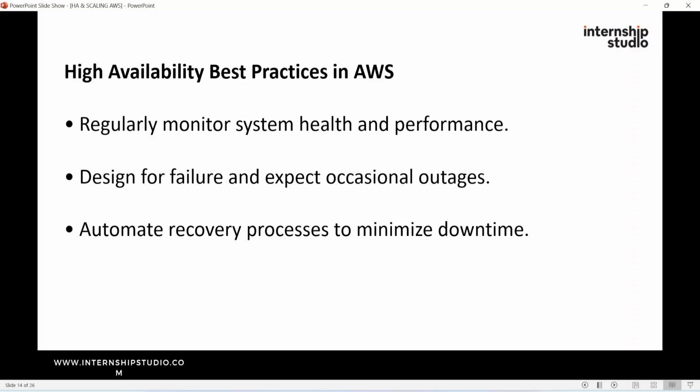You should design the systems for failure, because you never know what hits at what time and how many customer requests the system can handle. So we can do some internal chaos engineering, and we can expect occasional outages in our systems. Next, we need to automate the recovery process to minimize downtime.